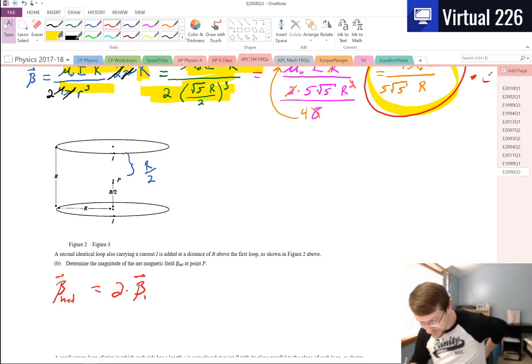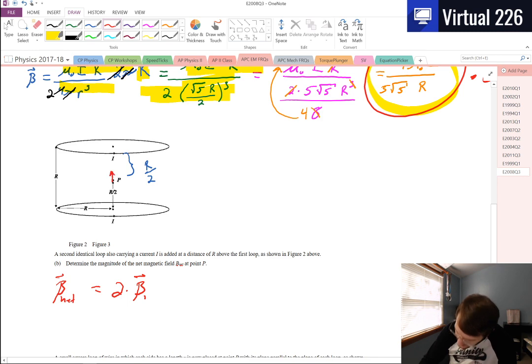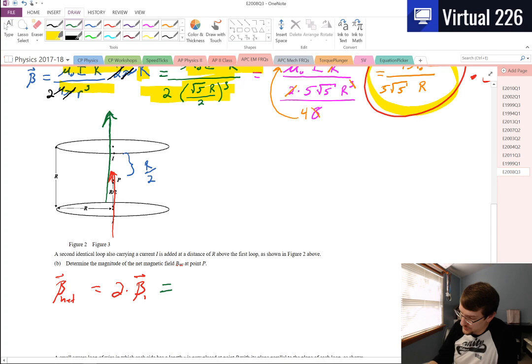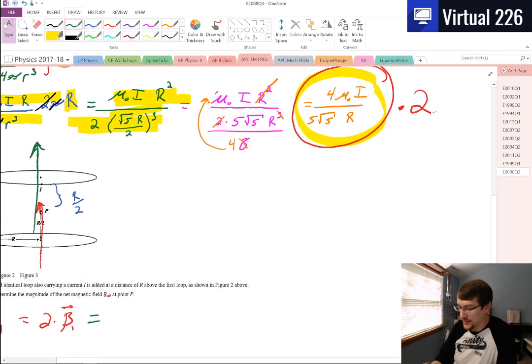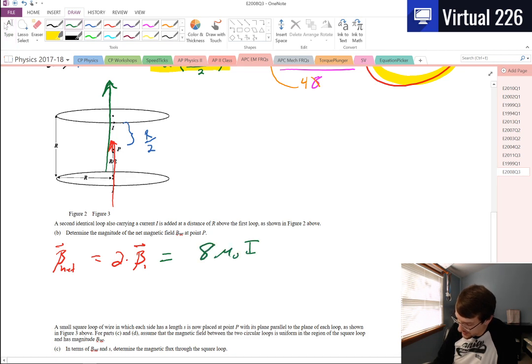The reason why these are in the same direction is because if you do it for the bottom, we got that this bottom vector was pointing up like this. If you do it for the top, that right hand rolls in the same way. Its B field is also running like this. So if we think about them running through the loops, we're going to have the same quantity. These B fields are in the same direction. They're going to add together. So it's just going to be 2 times 4 mu naught I over 5 root 5 r, which just gives us 8 mu naught I over 5 root 5 r.